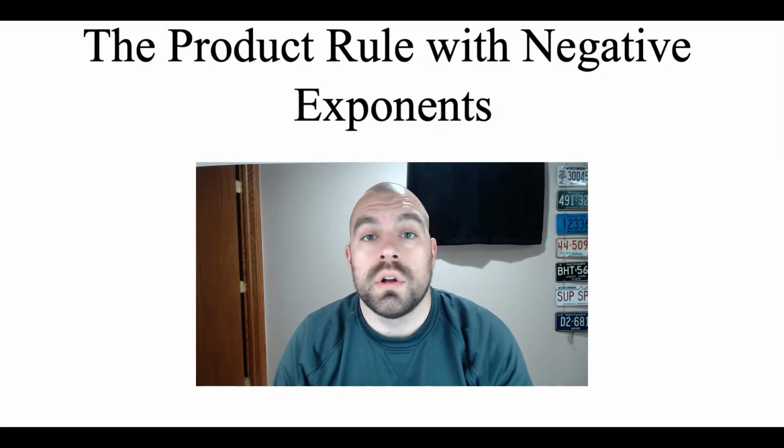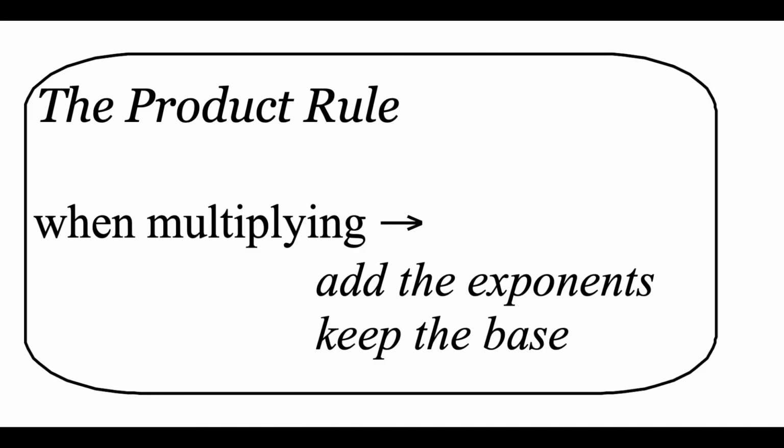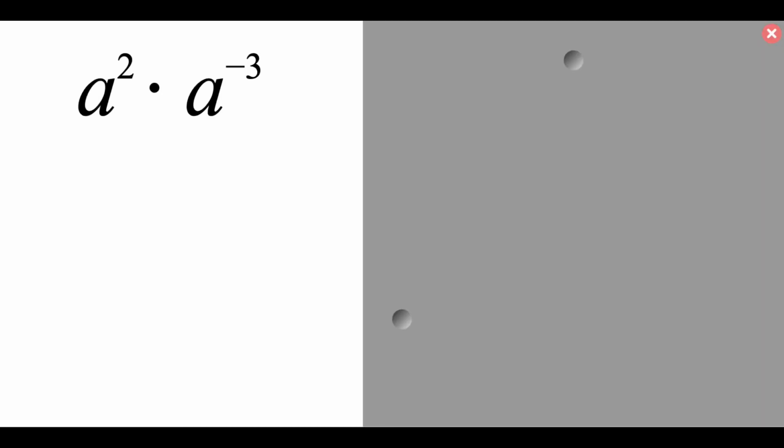In this video, we're going to look at the product rule with negative exponents. Just a reminder, the product rule says that when we're multiplying things together that have exponents on them, as long as they have the exact same base, we keep the base exactly the same, but we add those exponents together. The only change today is that we're throwing some negative numbers in there as part of our exponents, and we're going to have a rule that tells us how to deal with those negative exponents.